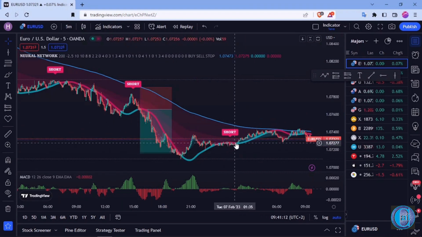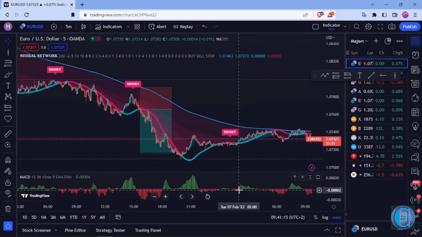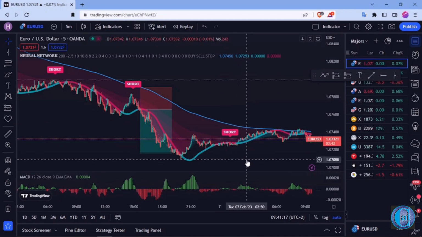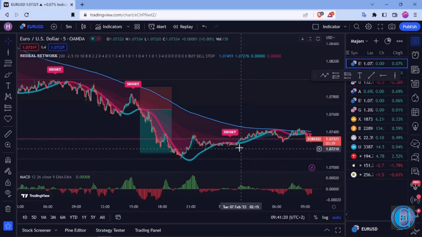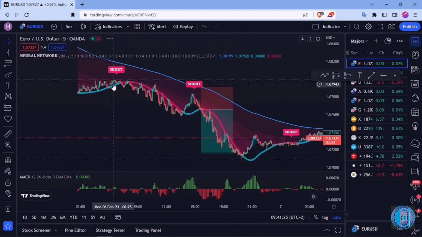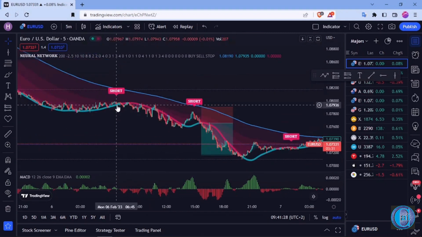If you enter according to these rules, you will see that you can eliminate many of the false signals, as the histogram can also give you an indication of sideways market movements with the size of the histogram candles.